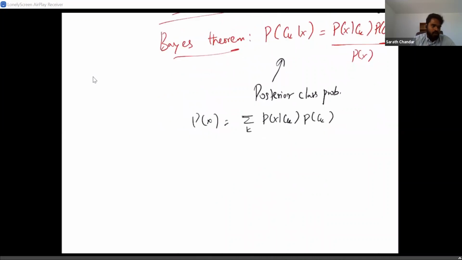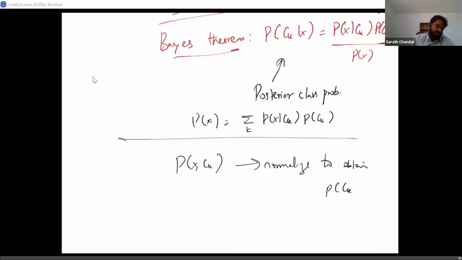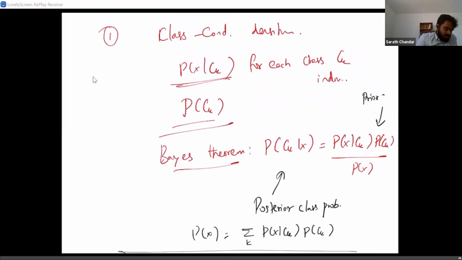One option is, instead of learning these two things separately, you could also learn P of x given Ck directly, and then you normalize this to obtain P of Ck given x. Okay, so once you find P of Ck given x, then you can use decision theory to choose the correct class. Now this approach is known as generative model.